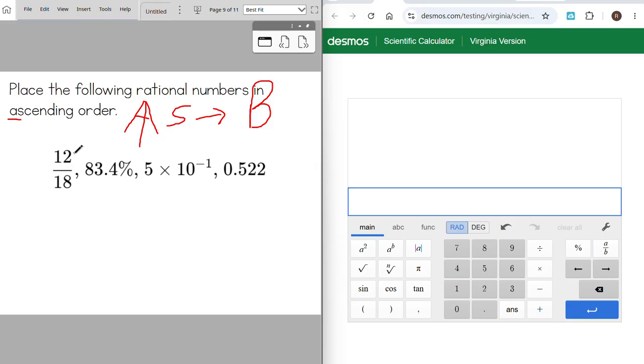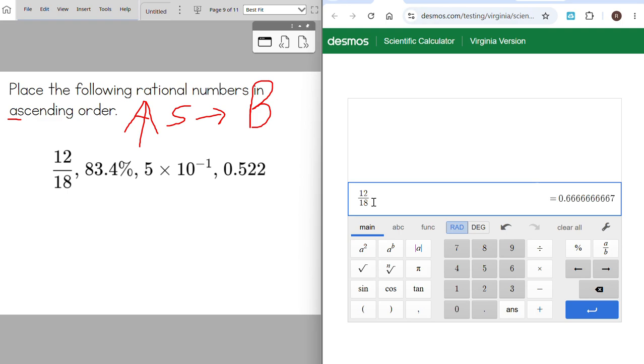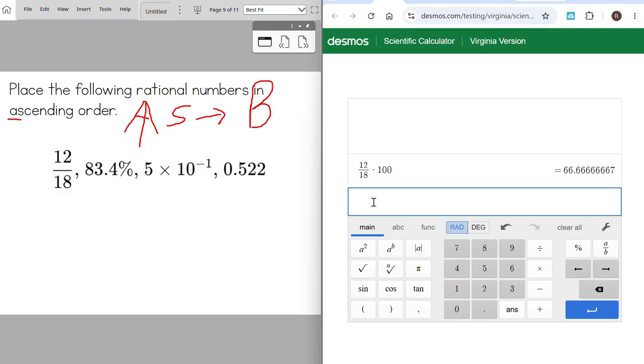All right, first thing I'm going to do is make all of these look alike. I want them all to be percents. So I'm going to do 12 divided by 18 and multiply by 100. Remember, when we're putting things in order, we want them to look alike.